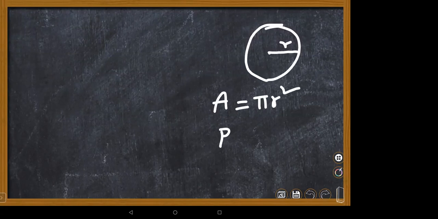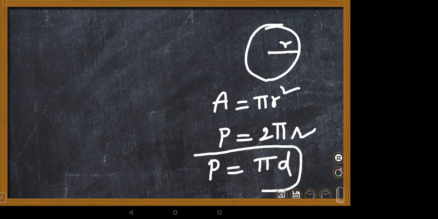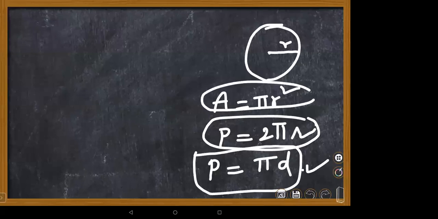Perimeter is 2 pi r, where r is nothing but radius. Or else when diameter is given, perimeter is equal to pi d. When diameter is given, you have to use pi d. If radius is given, you use 2 pi r. Yes, children, yes or no? Yes, ma'am. The value of pi is 3.14 or 22/7.